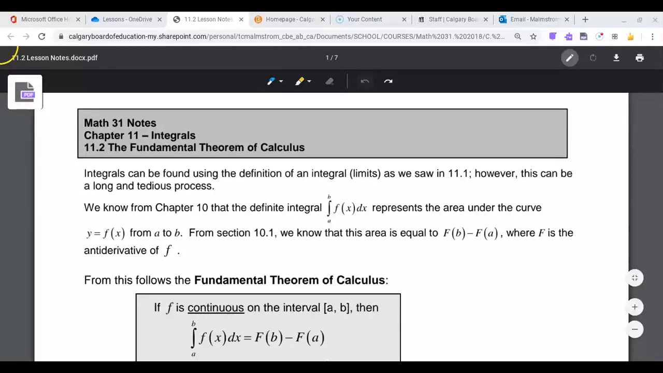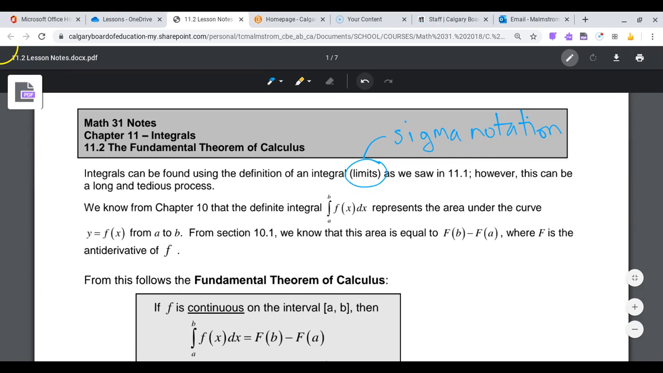2, the fundamental theorem of calculus. So, integrals can be found using that ugly definition of integrals, the limits, as we saw in 11.1, that ugly sigma notation limit. However, as you saw, this can be a long and tedious process and not very fun. We also know from chapter 10 that the definite integral of a function from a to b dx represents the area under the curve of a function y equals f of x from a to b.